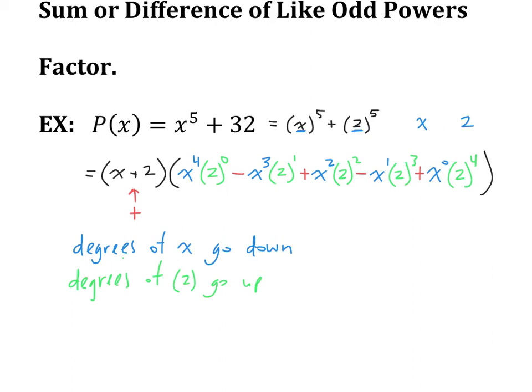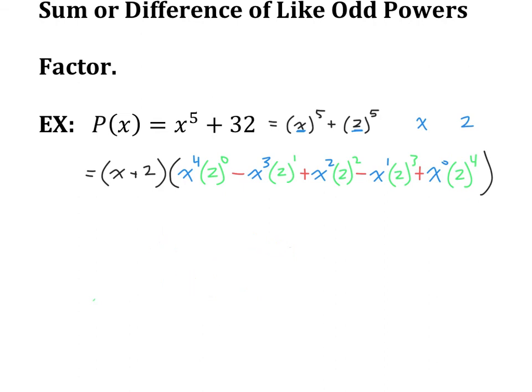And now we just clean this up. I'm going to erase this part here so I have some room. All right, so now where are we? Well, our first factor is x plus 2. And now this term here, x to the 4th times 2 to the 0, well, 2 to the 0 is just 1. So this term is x to the 4th. When we clean up this here, x cubed, 2 to the 1st is 2. So we have a minus 2x cubed. Cleaning this term, 2 squared is 4, and it's a plus 4x squared.